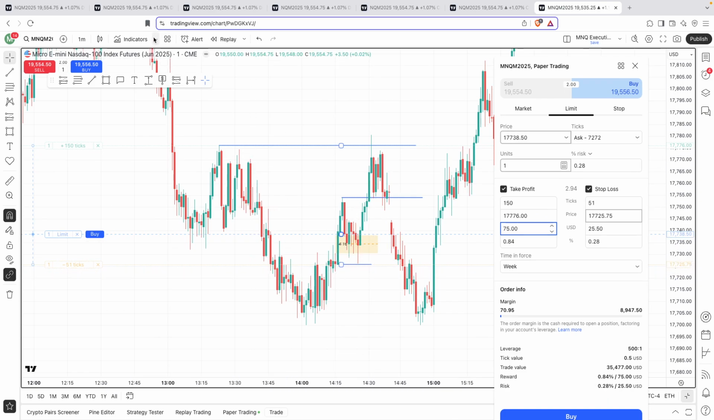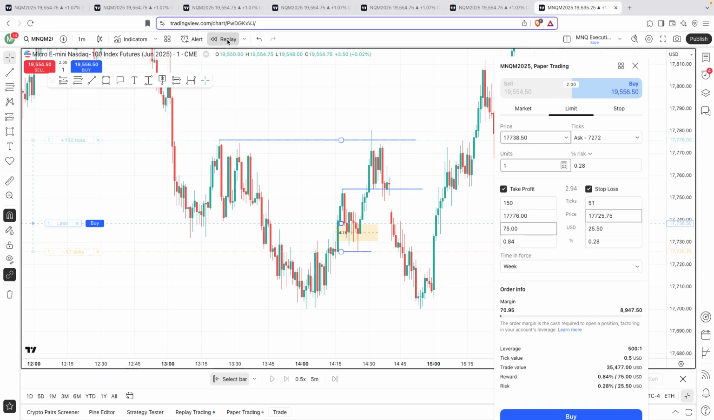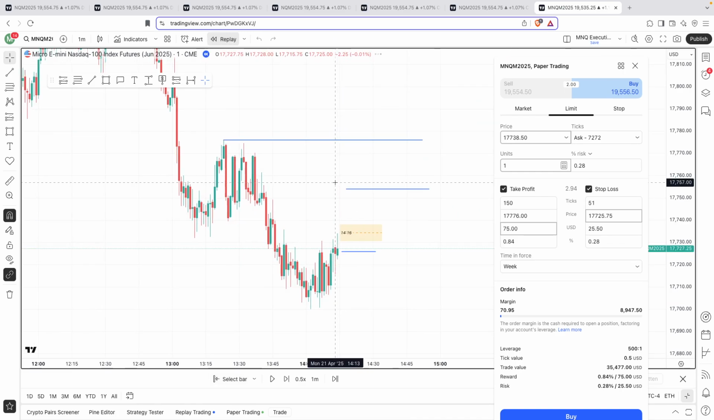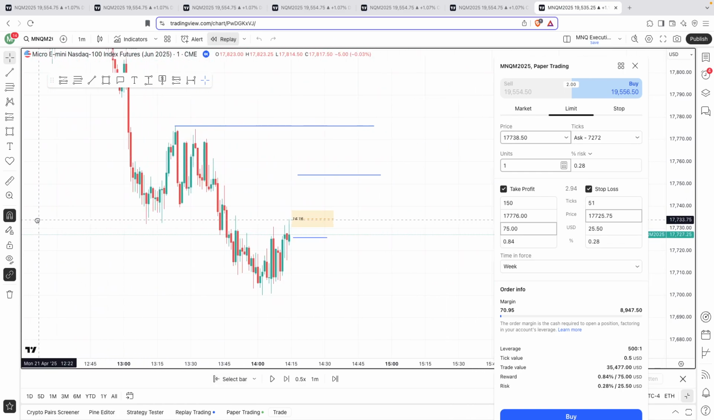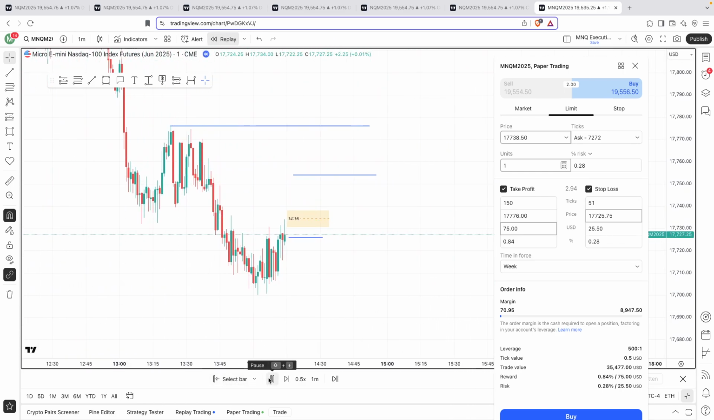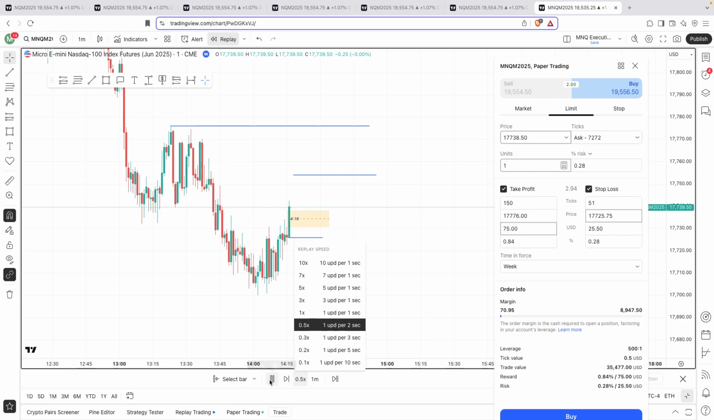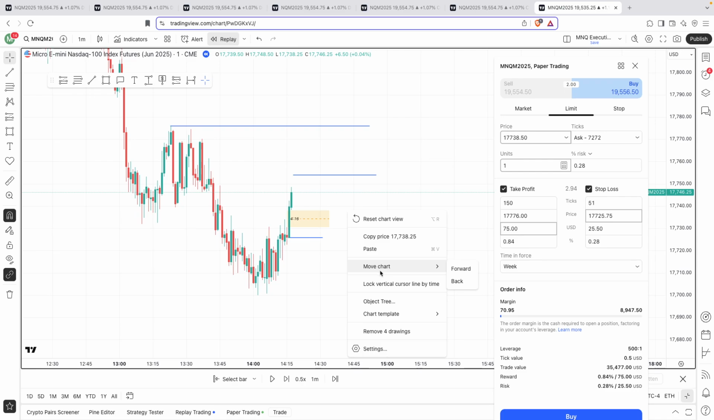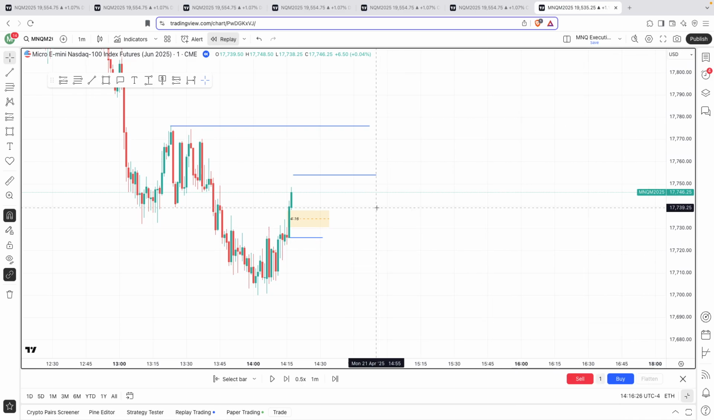So I'm going to go on the replay mode. The fair value gap has formed, and now we put our trade over here. Yeah, this disappears, so I have to wait for it to come over here.